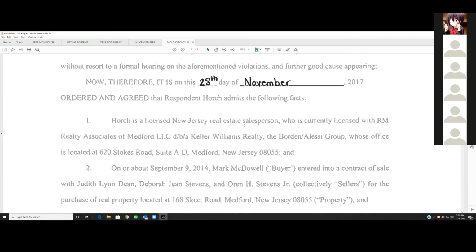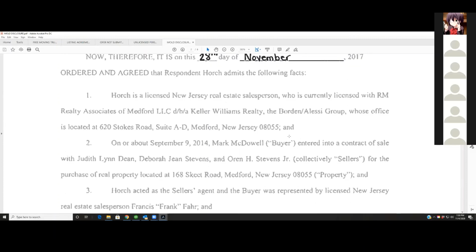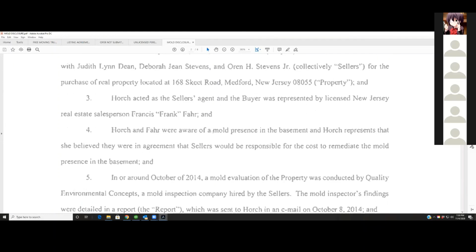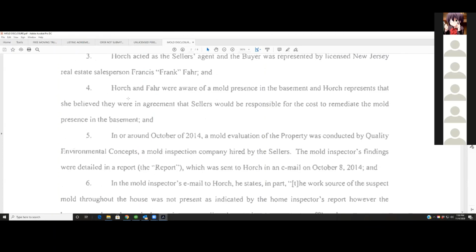Horch is a licensed New Jersey real estate agent with Keller Williams in Medford. She and the sellers went into a contract on a property located on this road. She acted as the seller's agent, and the buyers were represented by another agent. Horch and Farr were aware of a mold presence in the basement, and Horch represents that she believed they were in agreement that the sellers would be responsible to remediate the mold in the basement.